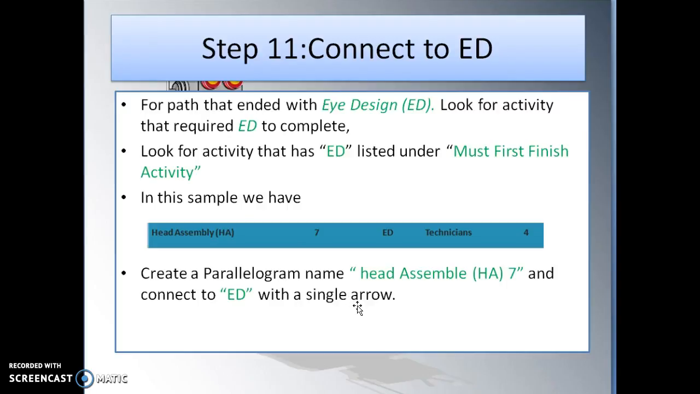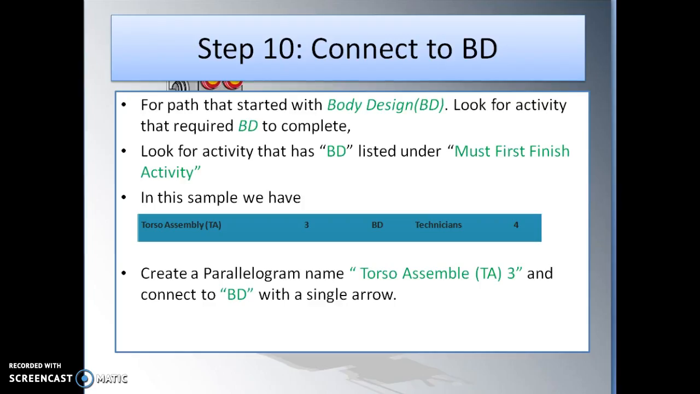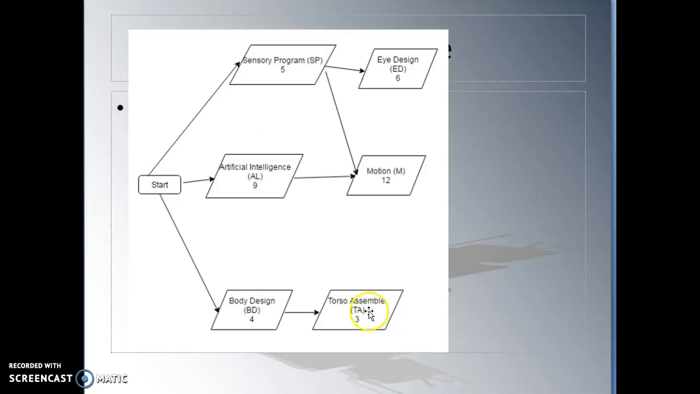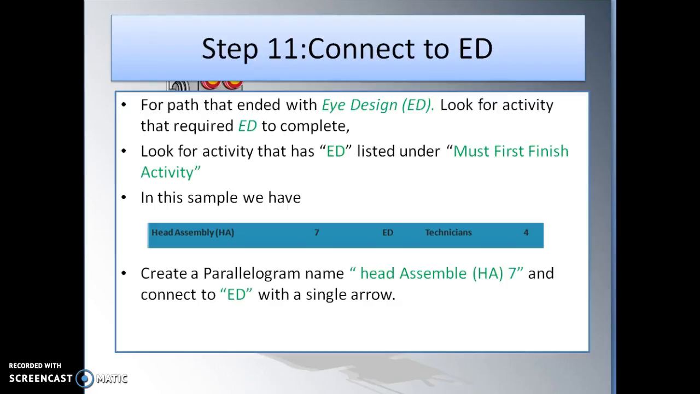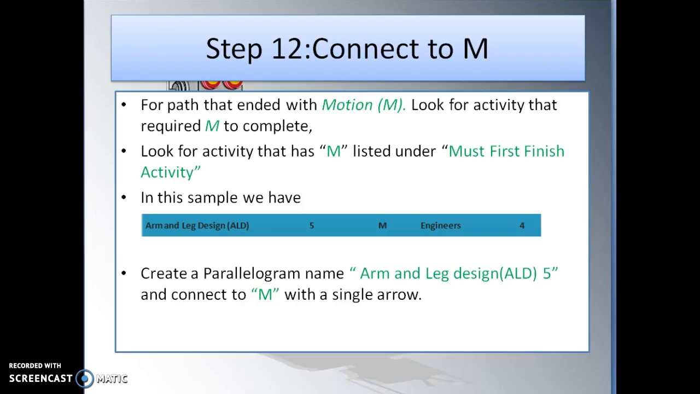So in your assignment, make sure you look at your table and use the same process. However, some of the connections might be different and some of the numbers of weeks are different. So make sure you look carefully. And once you complete it, it will look like this. Body design connected to torso. Okay, head assembly connected to ED. Okay, takes 7 weeks. Next, what's connected to M?